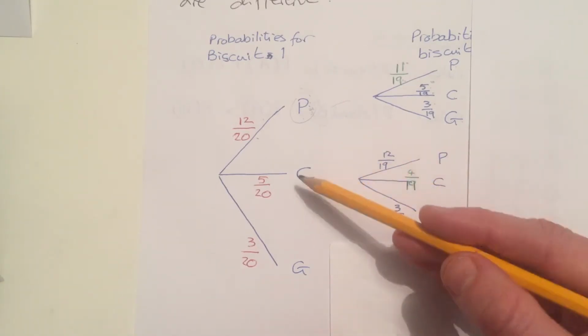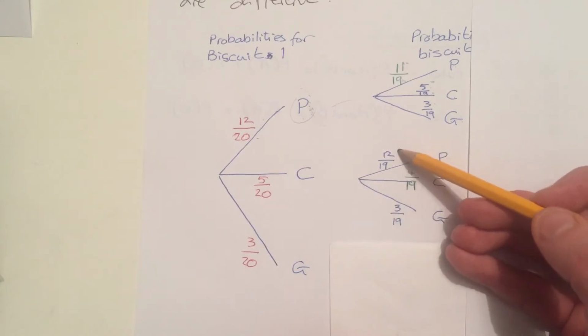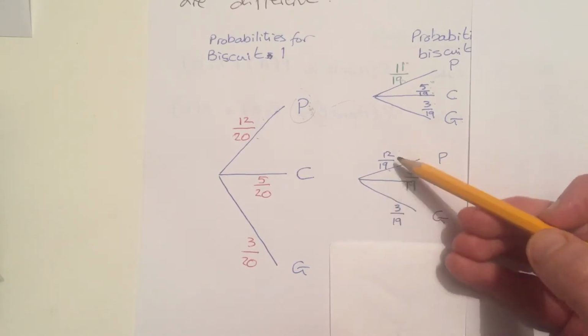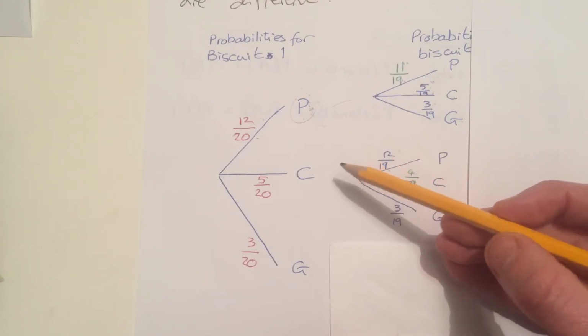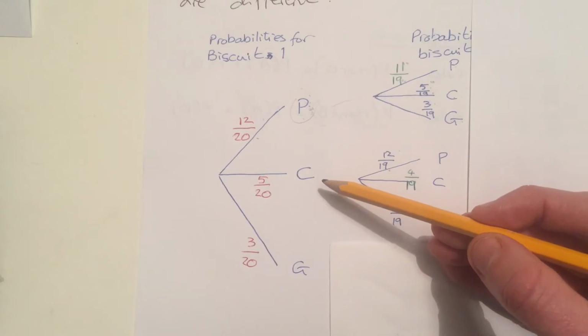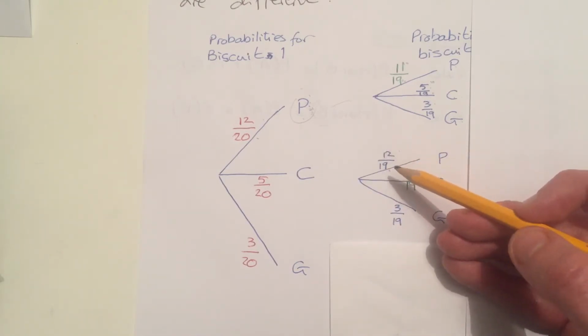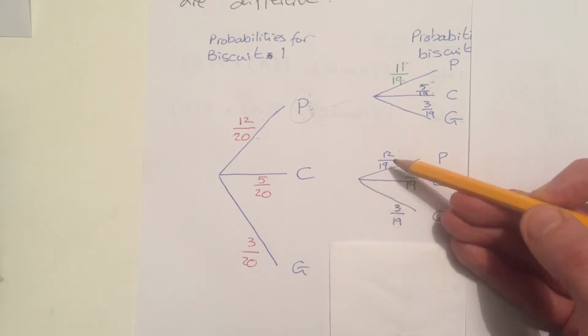So if we took a chocolate out the first time, there would still be 12 plain biscuits left out of 19. Because we didn't touch how many plain there were. There were 12 plain at the beginning. We only took one chocolate out. So that means there's still 12 plain biscuits left. There's only 19 biscuits left in total because there were 20, but we took a chocolate one out, hence why it's 19.